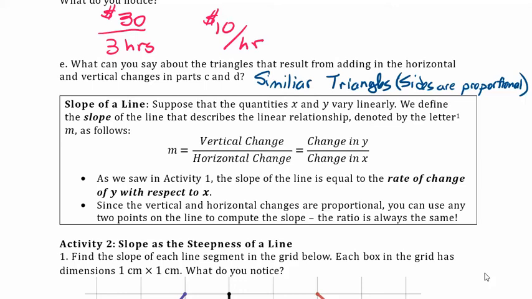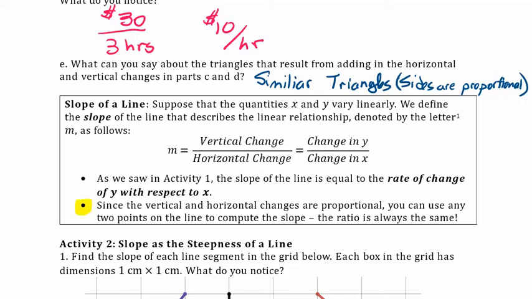And there's a little footnote about why we use m to talk about slope at the bottom of the page if you want to investigate that. So slope, defined by the variable m, is the vertical change divided by the horizontal change, or the change in y divided by the change in x. As we saw in activity 1, the slope of the line is equal to the rate of change of y with respect to x. Now, this is kind of the important part here. Well, it's all important, but this is an interesting part.